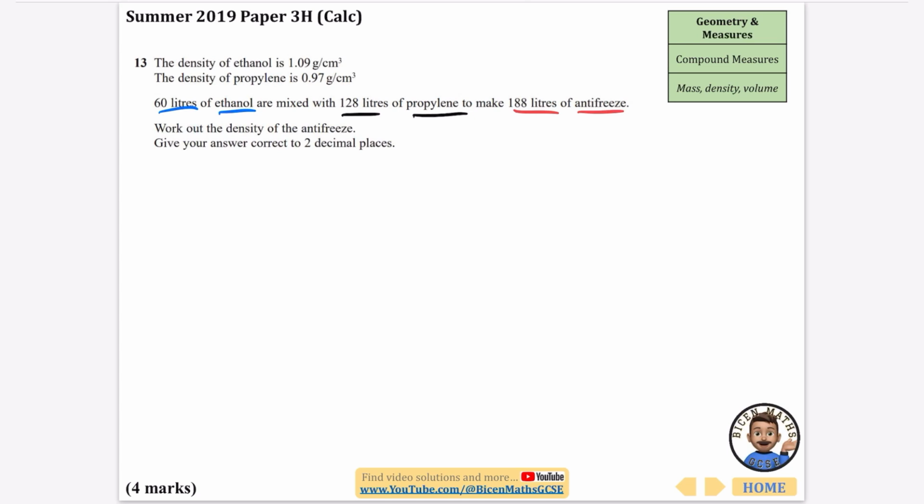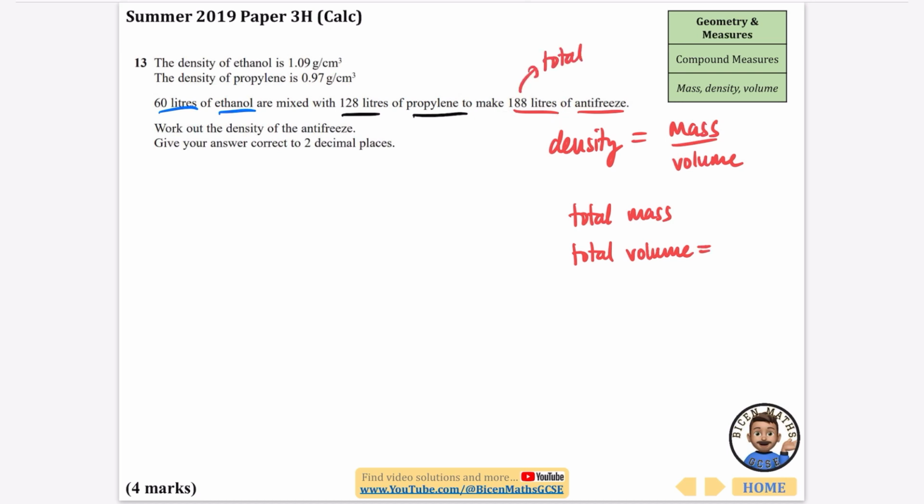So we're going to actually start off thinking about, if we're going to try and find the density of the antifreeze, from our triangle that we have, we know that density is the mass divided by the volume. So for the antifreeze, we need to know the total mass and we need to know the total volume. Well, the total volume is actually really easy because they've already told us that it's 188. So this is the total volume. This is the thing that we're going to try and find out. It's just like the apple juice and the fruit syrup kind of question.